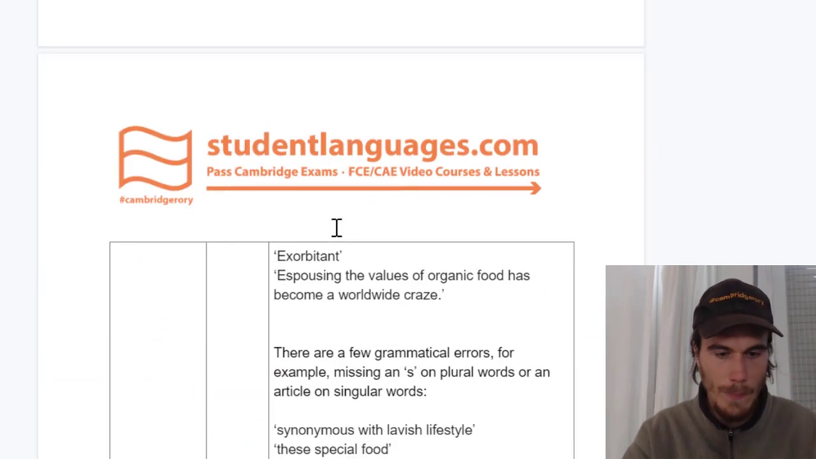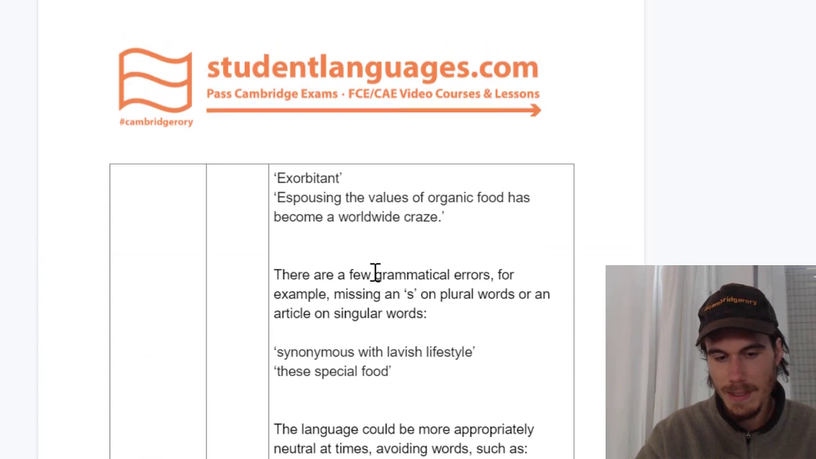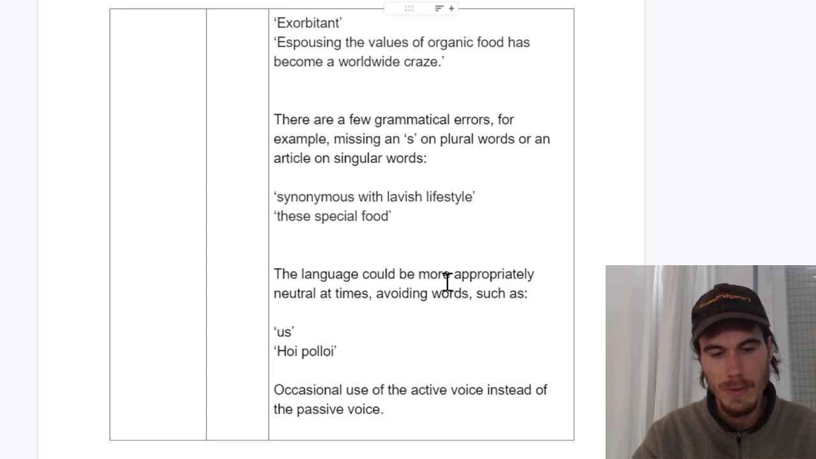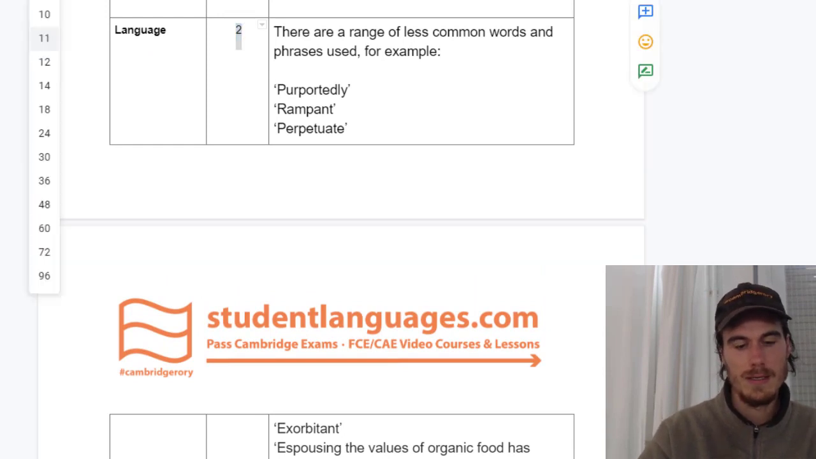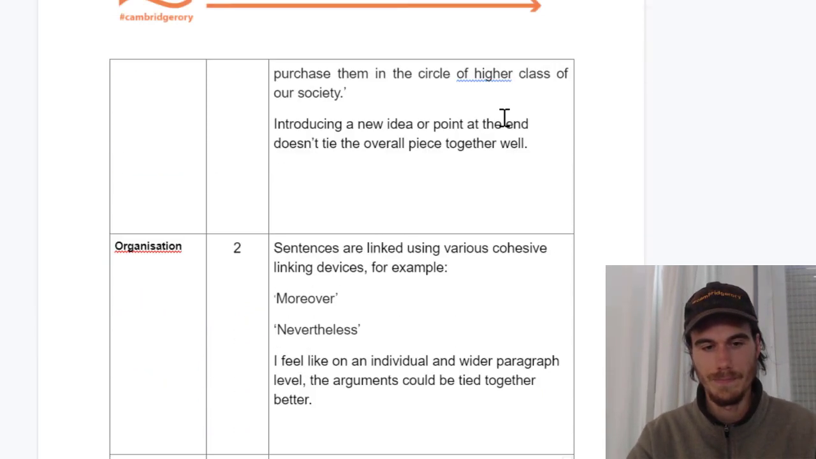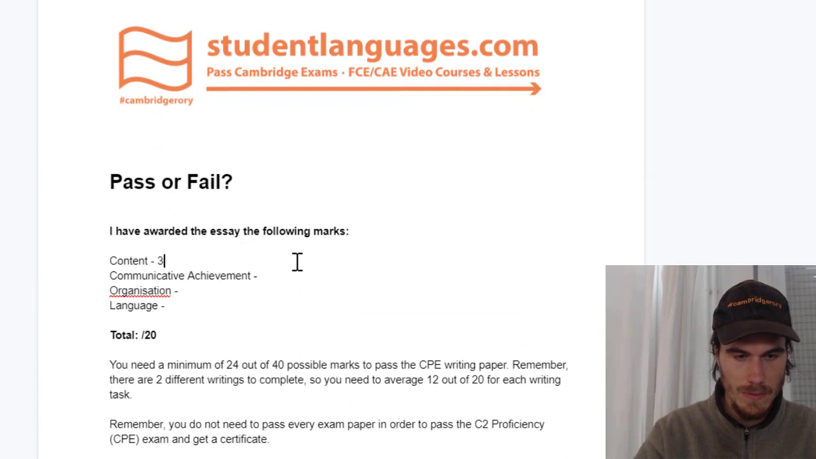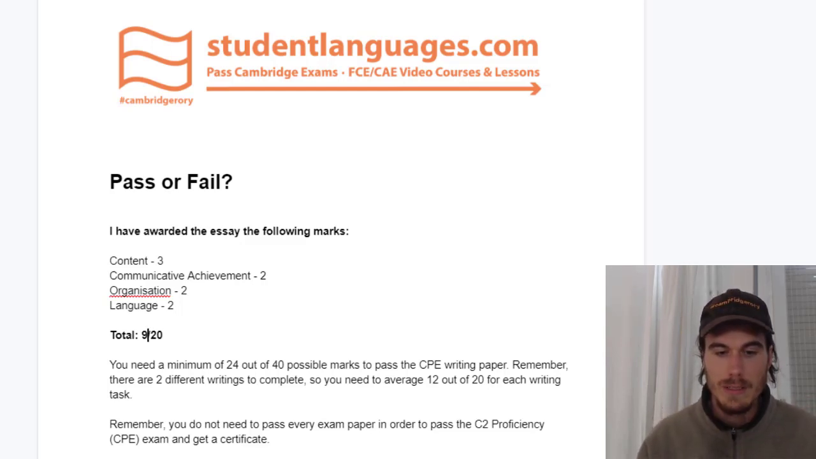And language, well, there are some problems with the language as well. Even though there are some really good words and phrases, I think that these types of things, like the grammatical errors, for example, using the active rather than the passive voice, I don't think you can really get away with that at CPE. So I'm going to give that a 2 as well, which means that we've got 3, 2, 2, 2. So 3, 2, 2, 2, which is 9 out of 20. So you'd need to get 15 in your other writing in order to pass.